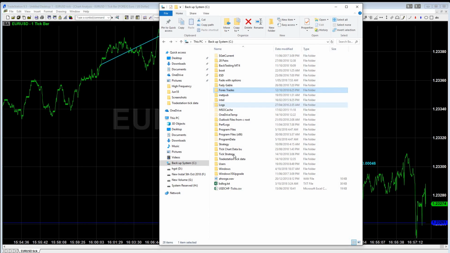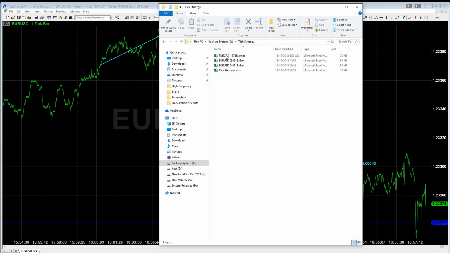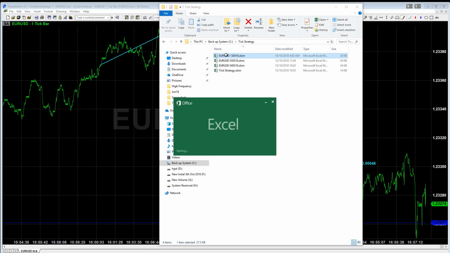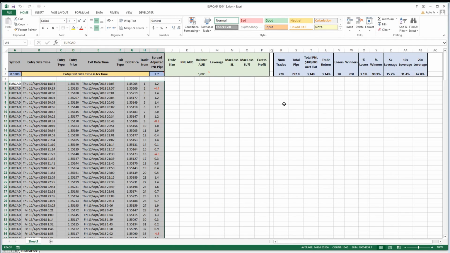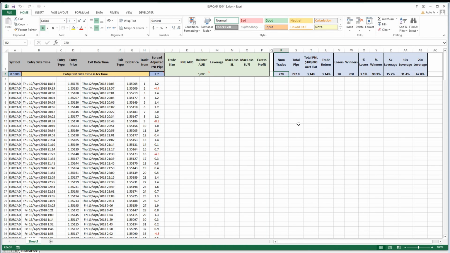On this particular hard drive, I have dozens of hard drives full of back-tested results. Here there's Euro Canada, which I just did over the weekend. This one did 220 trades for the day, collected a total of 292 pips. Trading flat with no leverage produced 3% return for the day. Again, we had a 90% win rate, and if we levered up that return, then we could produce 15, 30, 60% a day returns with a 90% win rate.